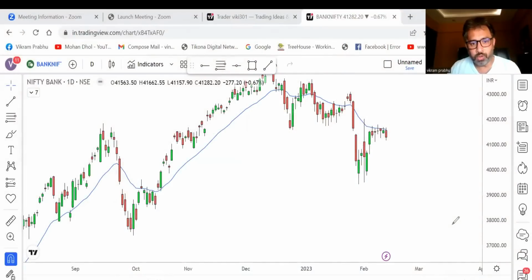For the 5 minutes time frame, you can't go and check the charts of 3 years back, 4 years back.